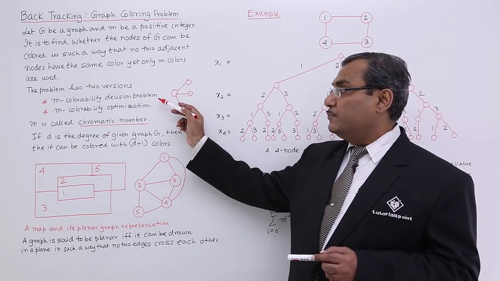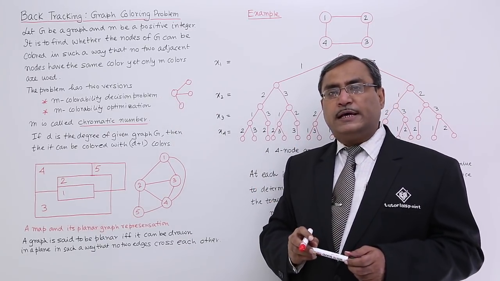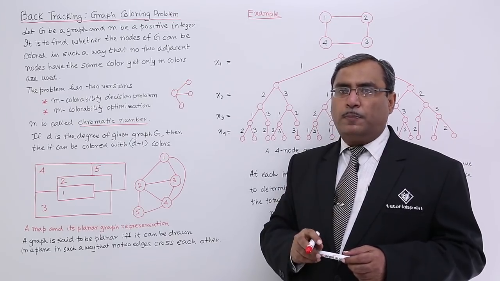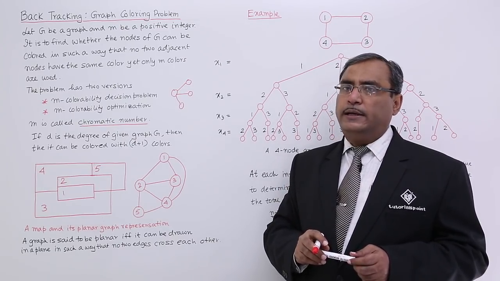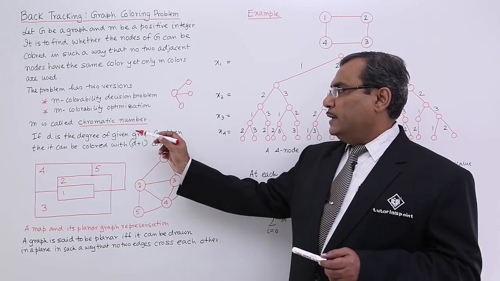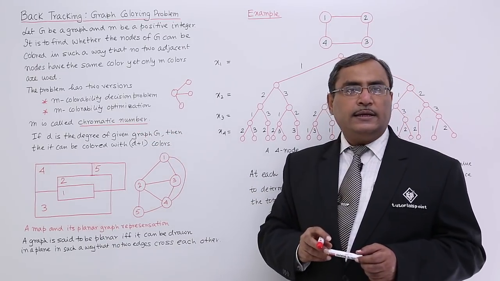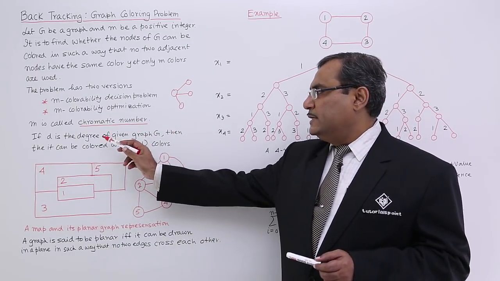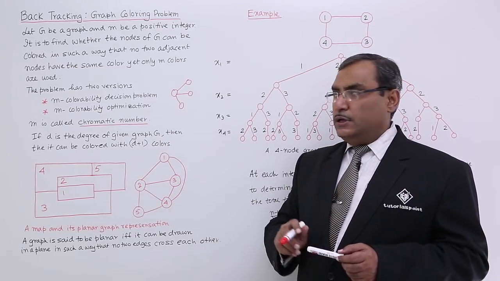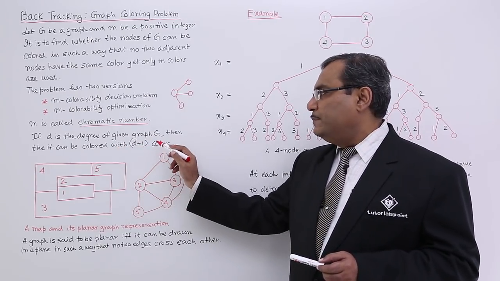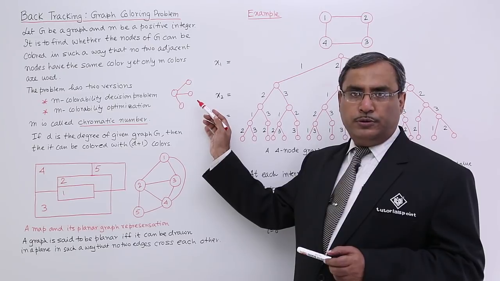So, that is the decision problem. And optimization problem means I shall have to find out the optimum number of colors for which the graph coloring can be done for a given graph. And this M is known as a chromatic number. If D is the degree of a given graph, then it can be colored with D plus 1 colors, as I have told you.